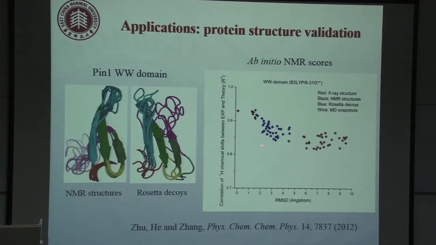And also there are plenty of interesting applications we can do using this FragQM/MM. What do we do? This is one example. We can validate protein structure. For instance, this is an NMR structure, and these are decoy structures predicted by the Rosetta decoy program. And we can use this NMR score to differentiate the native state X-ray structure and the NMR structure from these decoy structures by direct comparison between experiment and theory.